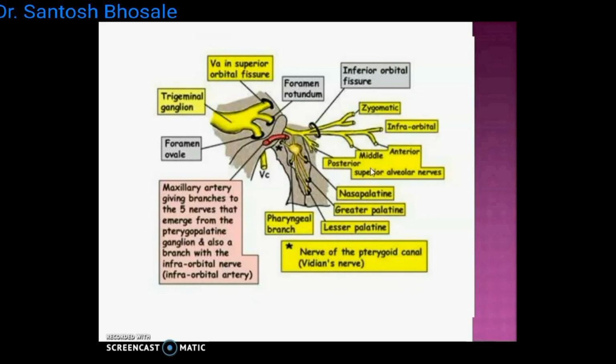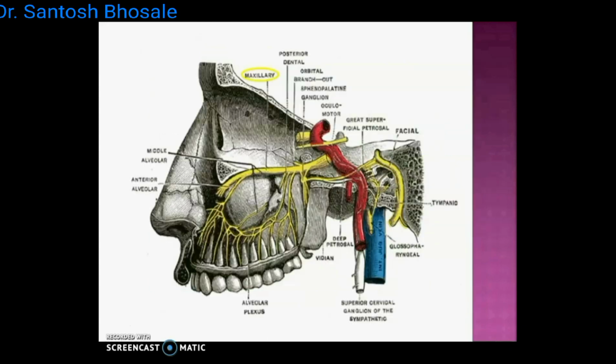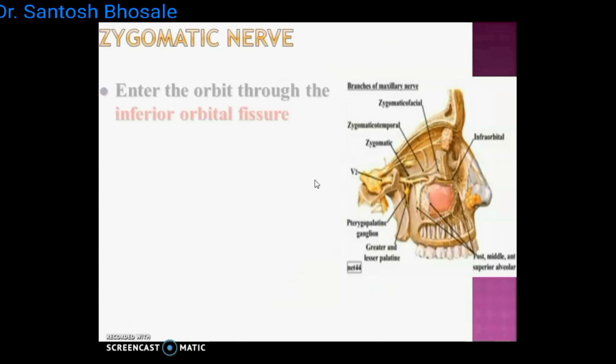Again in the right maxillary nerve you can see the trigeminal ganglion is divided into ophthalmic, maxillary and mandibular. Maxillary will enter the fossa via foramen rotundum, gives the two ganglionic branches there, and gives the three distributing branches, that is zygomatic, infraorbital, posterior superior alveolar. You can see again the pterygoid canal, the nerve of the pterygoid canal, how it is carrying the fibers there.